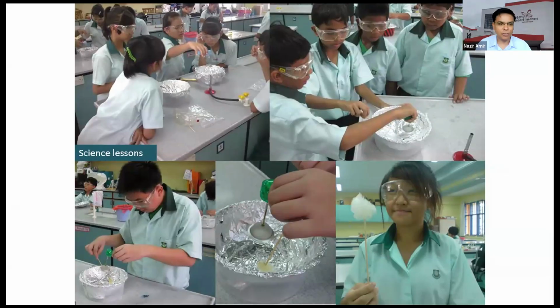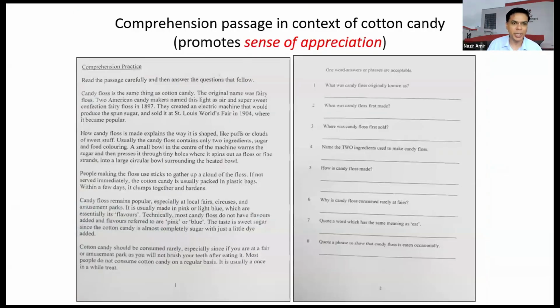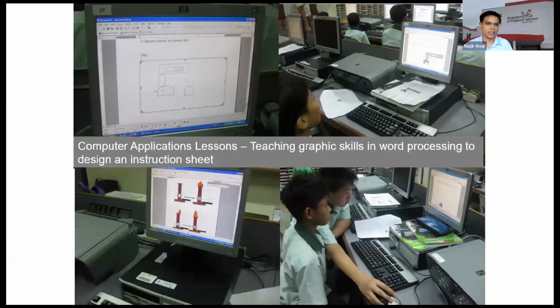In English lesson now, after the science lesson, the students learn about cotton candy. This is my friend, the teacher teaching English, and he set a comprehension passage based on the cotton candy. So now when the children finish science lesson on cotton candy, they go to the English lesson, it is still on the cotton candy theme. So what happens is that the students know that the science teacher and English teacher have come together to make it purposeful. And in the computer lessons, the teachers taught graphic skills in word processing to design an instruction sheet.